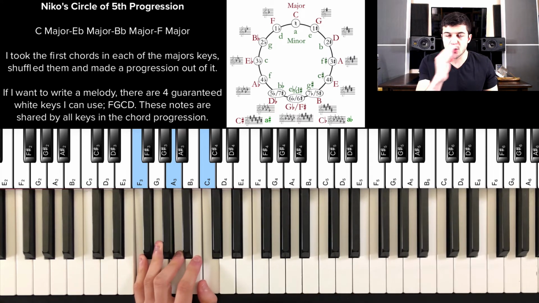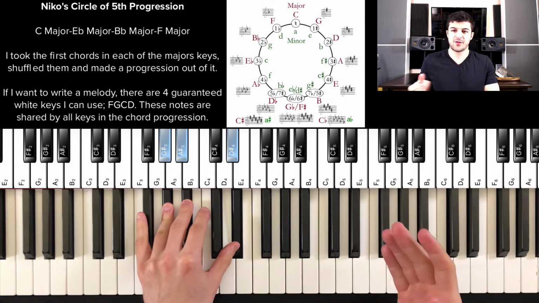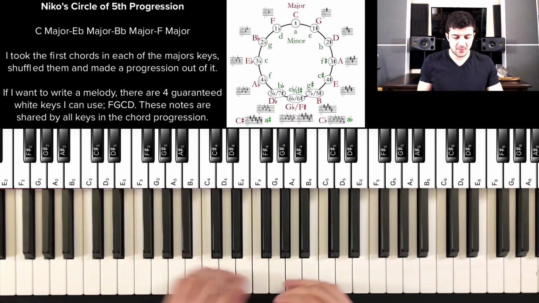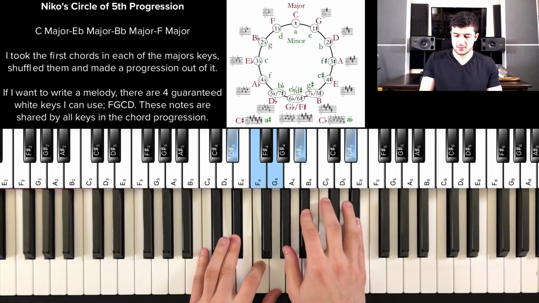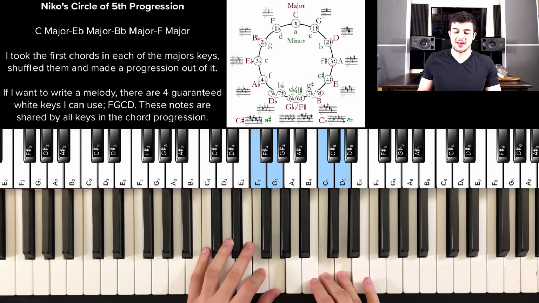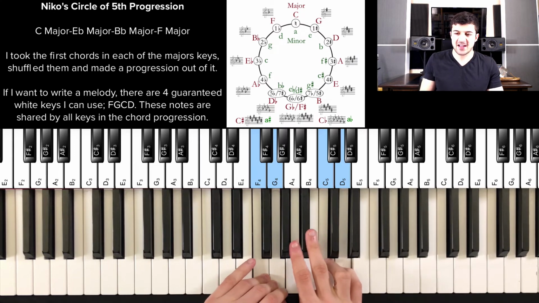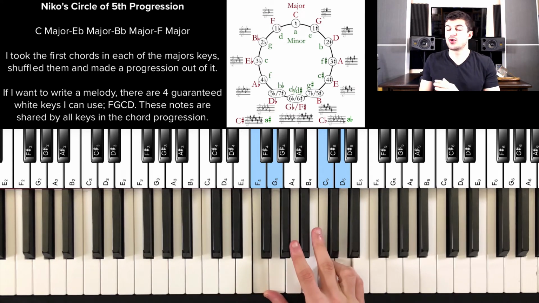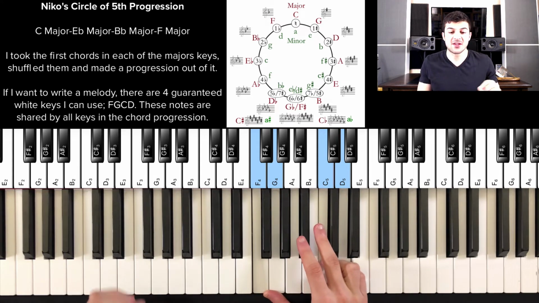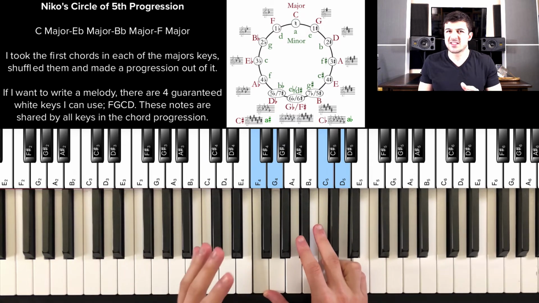Now I'm starting with C and I'm going to E flat. So E flat has three flats. It has B flat, E flat, and A flat. So if I play the scale, right now there are four white notes, and I know that these white notes are going to be involved in every key that I'm playing in. So if I want to take the most conservative approach when writing a melody, if I'm playing this chord progression, I can use these four notes to write the melody, and it's always going to sound like it's in key.